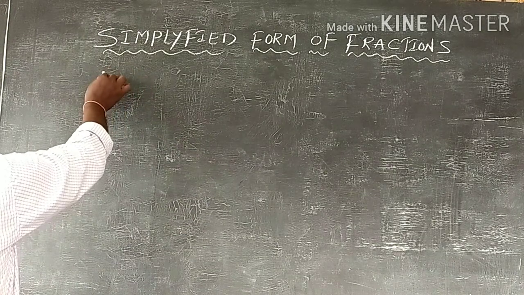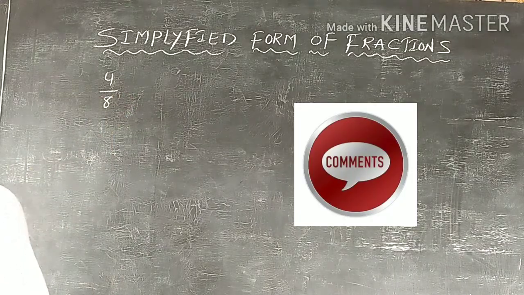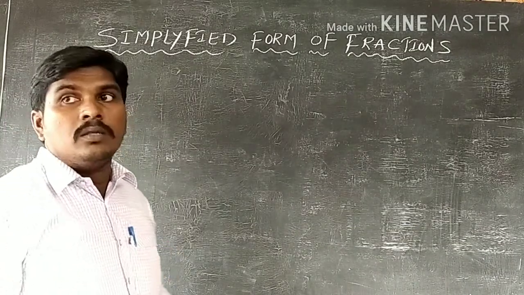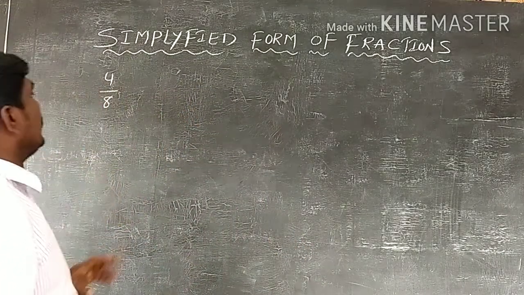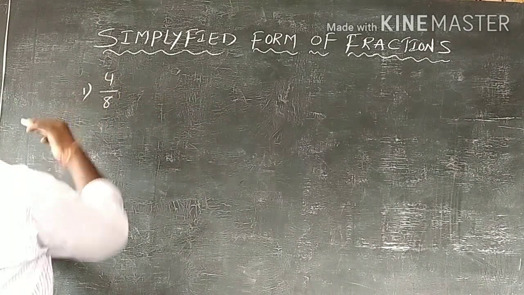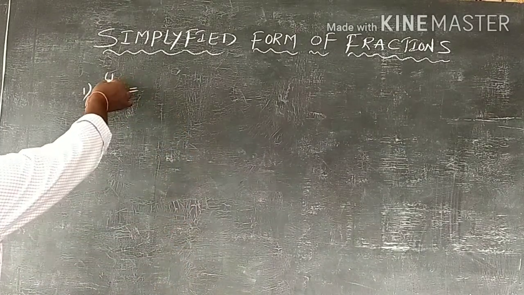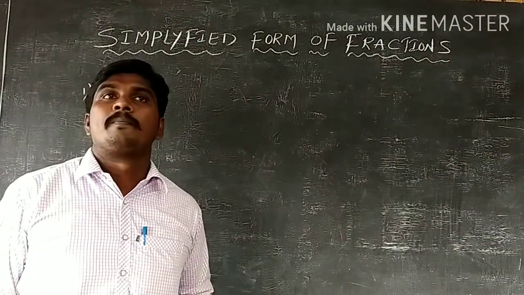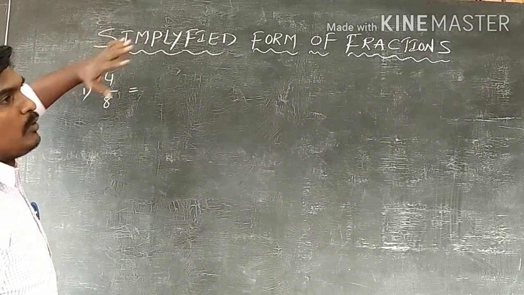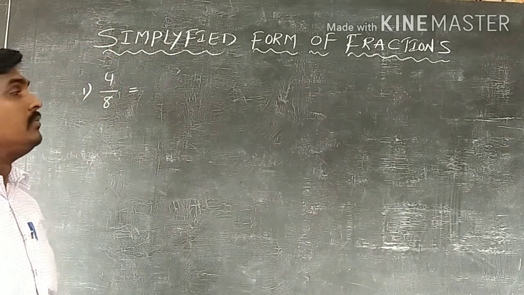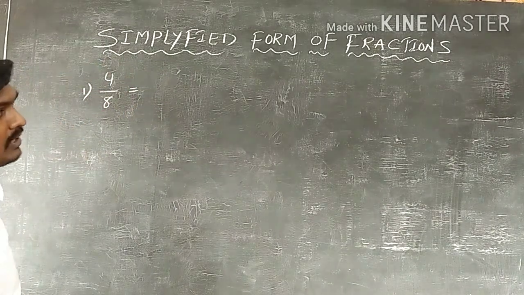For example, 4 by 8 is there. This 4 by 8 we can simplify in two ways. The first method is: what are the prime factors of the numerator, and what are the prime factors of the denominator, the bottom number?